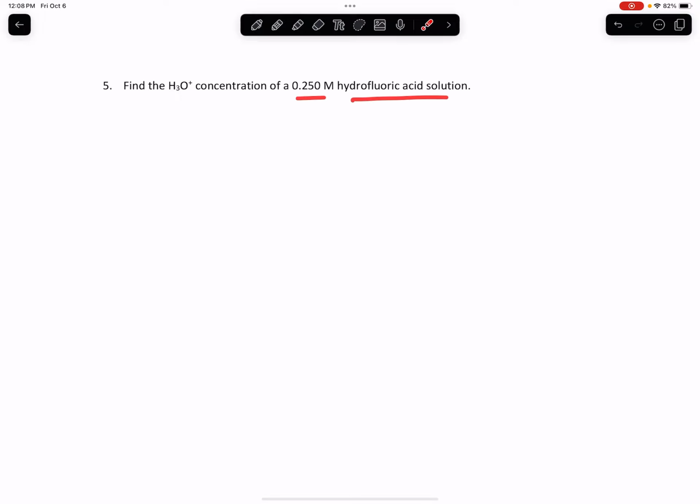So first of all, hydrofluoric acid is a weak acid, and that means that this molarity is not going to be the amount of H3O plus ions that is going to be generated. We cannot make that assumption. We have to create an ICE table, an initial, change, equilibrium table, and then we have to use the Ka value for hydrofluoric acid to figure out the H plus ion concentration.